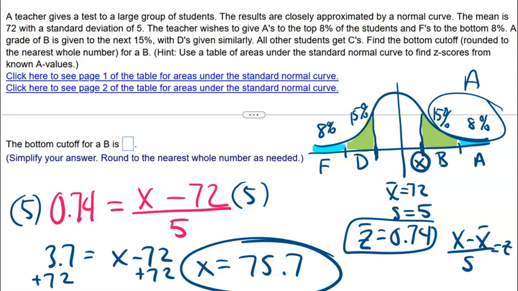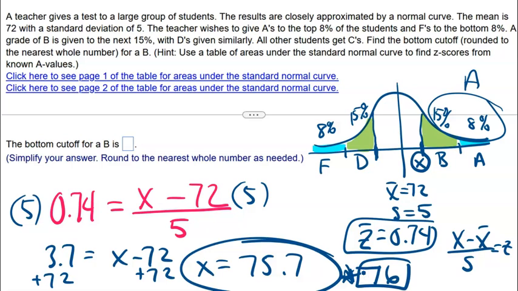Something I should point out real quick, I didn't read directions. Notice it says round to the nearest whole number. So the cutoff is not 75.7, it is 76. So 75.7 rounded to the nearest whole number is 76. Be real careful, read directions. I tend not to sometimes, and it gets me in trouble.